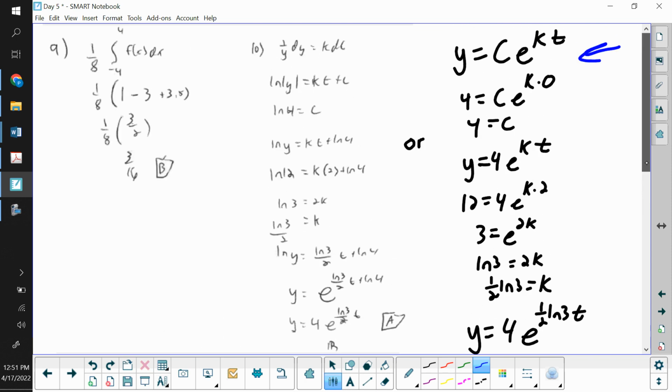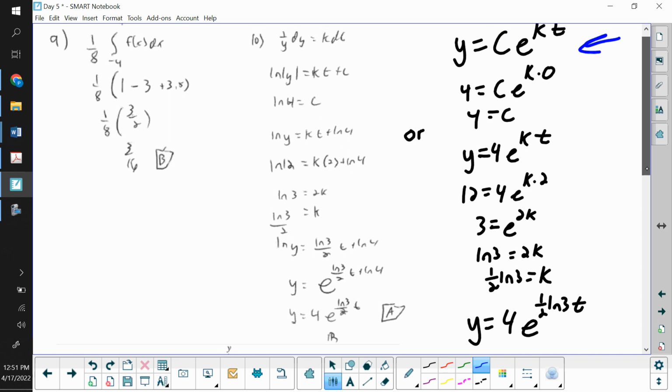Now the long way is what I showed on the left there. You could move y's to the left, t's to the right, do your integral of both sides, go through, find c, do all that stuff. Remember, you always resolve absolute values and plus or minuses with your initial conditions that you're subbing in.